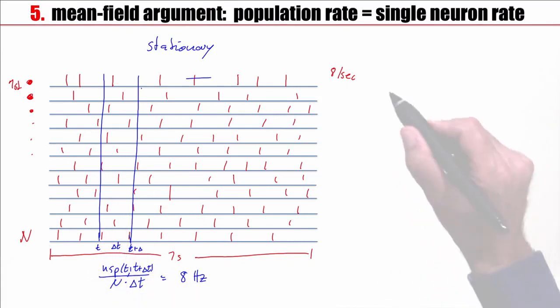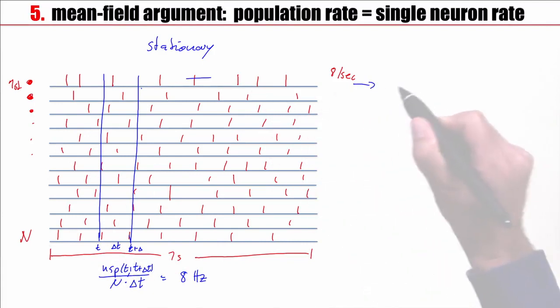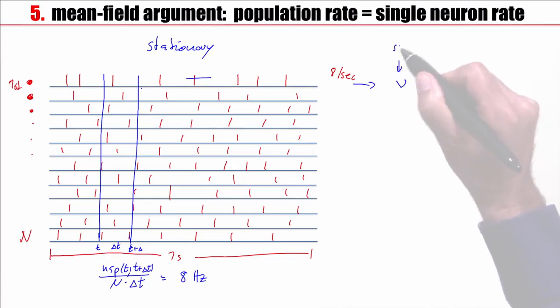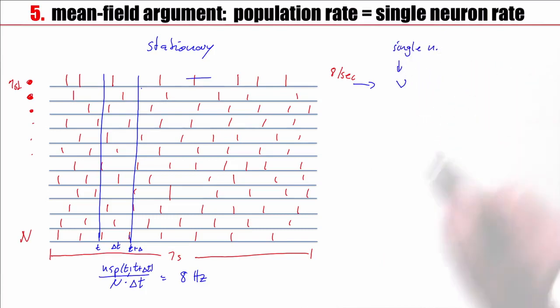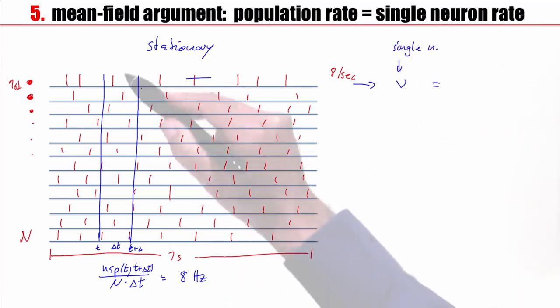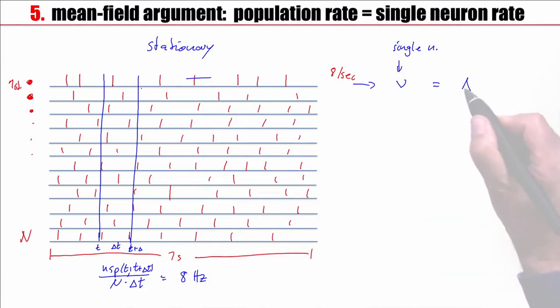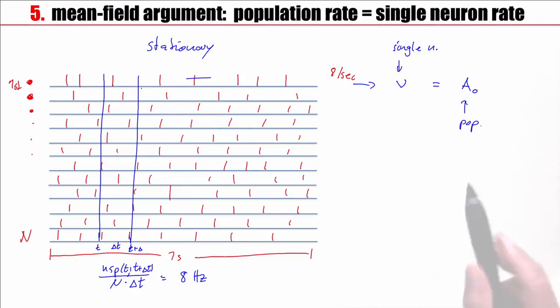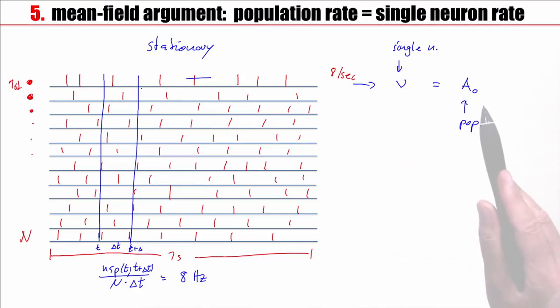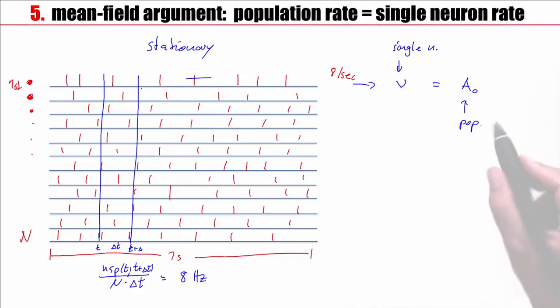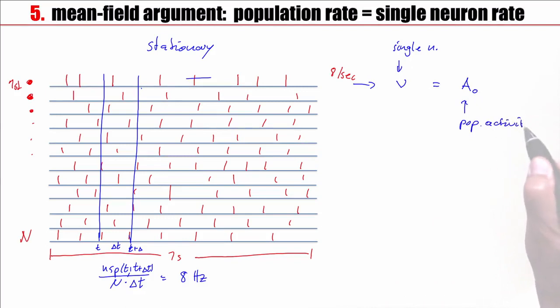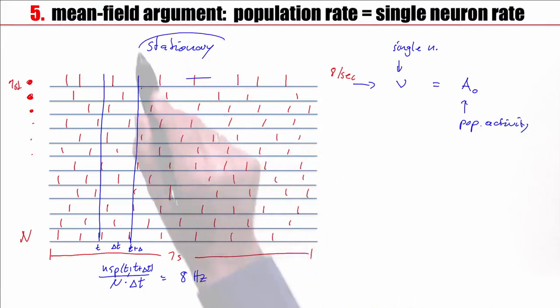Which means that this firing rate for a single neuron, which is the single neuron firing rate, is the same as the spatially averaged firing rate, A0, which is the population rate. Single neuron, temporal average, many neurons, spatial average, population activity. And this holds in the stationary state.